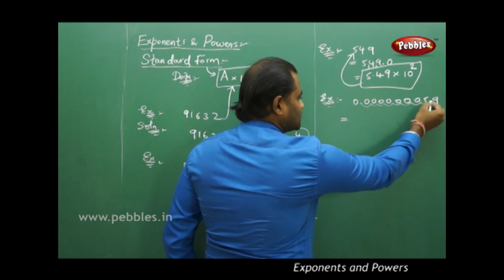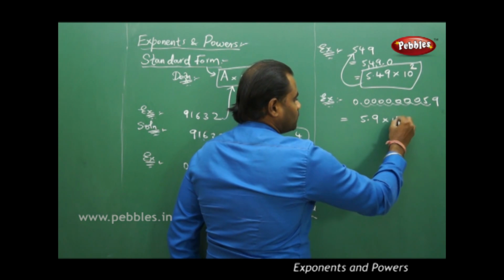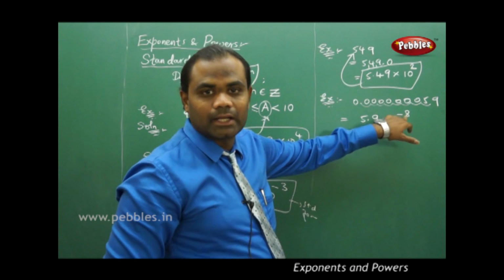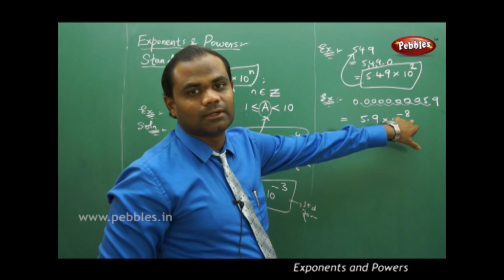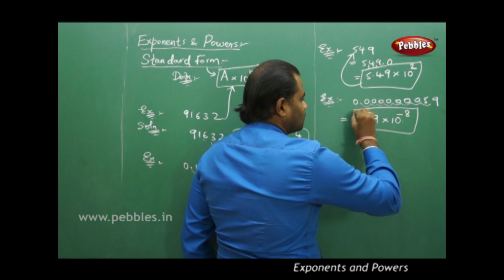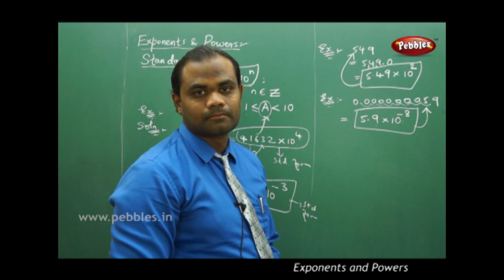Therefore, if I need to achieve the standard form, I have to move 8 steps from left to the right, thus a negative power of 8. So this raises to 10 power minus 8. So my standard form here is 5.9 times 10 power minus 8 for the given problem.